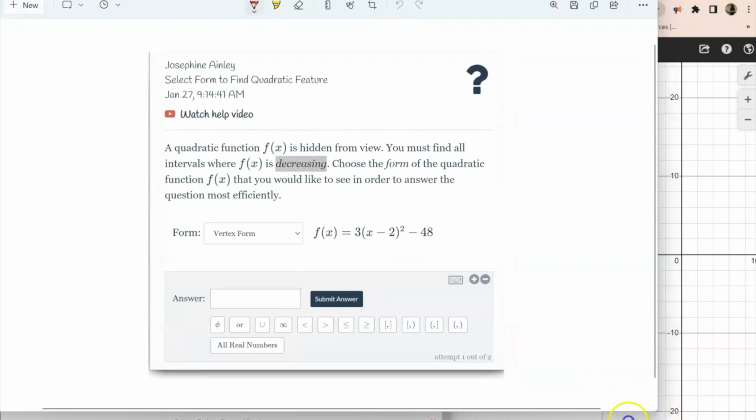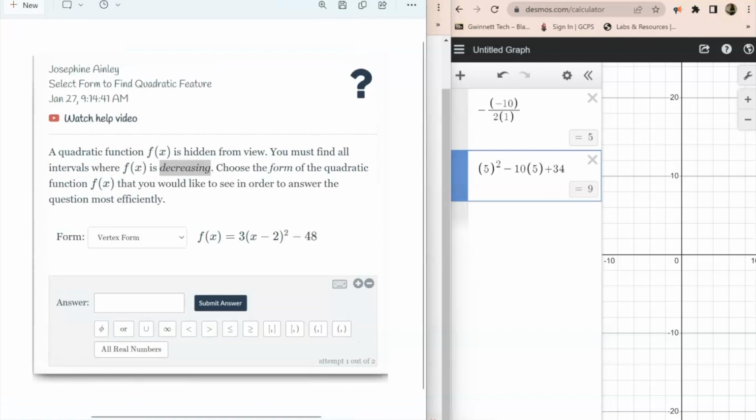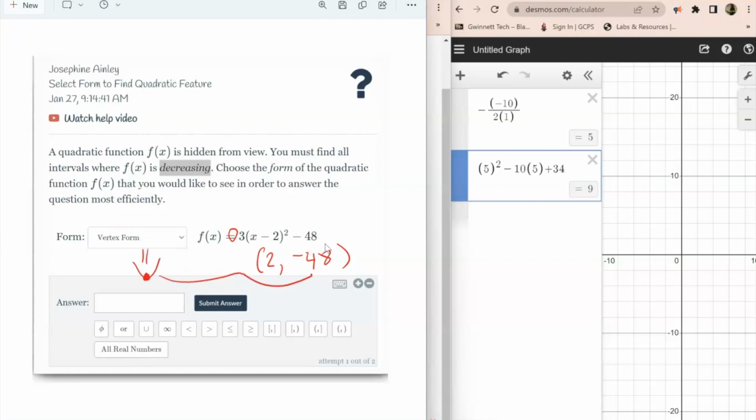I'm going to pull the vertex from vertex form. So when I pull the vertex, remember, it's going to be opposite. So it's going to be positive 2, and then whatever this is, negative 48. This is my vertex. That tells me either the maximum point or the minimum point. So from there, I do need to find whether it's happy or sad. So we just talked about this before. Because there's nothing there, it is happy, right? So really, my vertex is going to be a minimum.